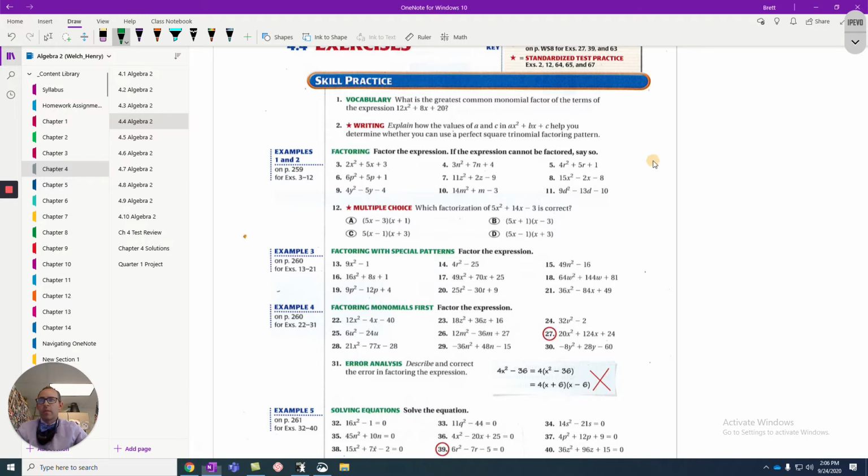Look at number 7. We've got 11x squared plus 2x minus 9. There are a couple of different ways to do this. One, we can brute force it. Obviously 11x squared can only be 11x and x when we factor. But the 9 could be 1 and 9 or 3 and 3, and we would be guessing. So I'm going to leave this for a minute and talk about our other alternative.